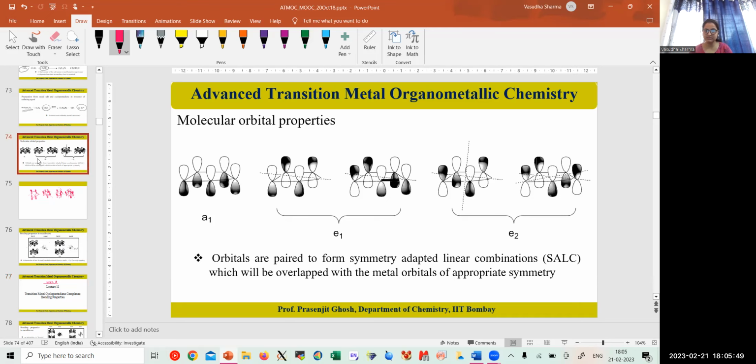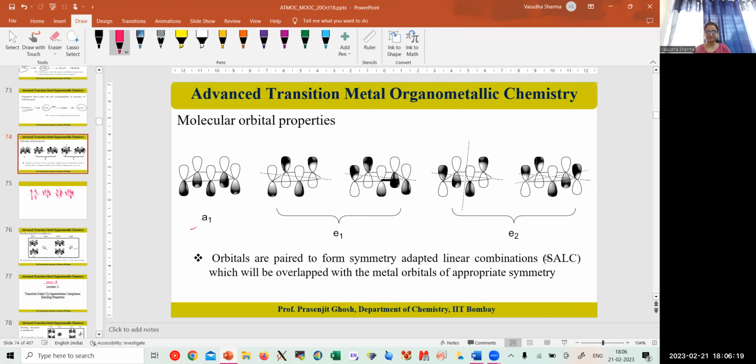So the last time we ended up with this kind of orbital symmetry discussion, that in cyclopentadiene all the ligand combinations come from the SALC. SALC is nothing but the symmetry adapted linear combinations. So we have different molecular orbitals which have been linearly combined together to give one combination having a particular symmetry. For example, the first one here is A1 symmetry.